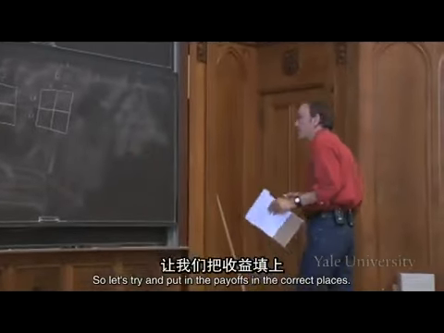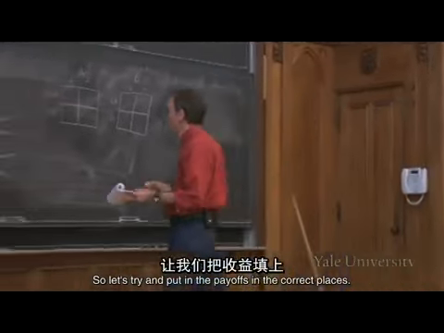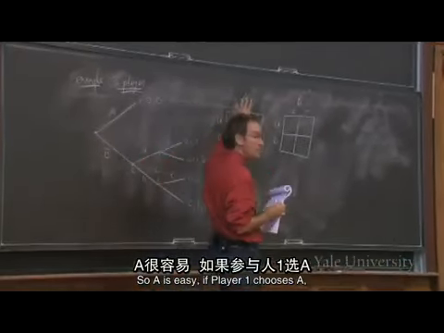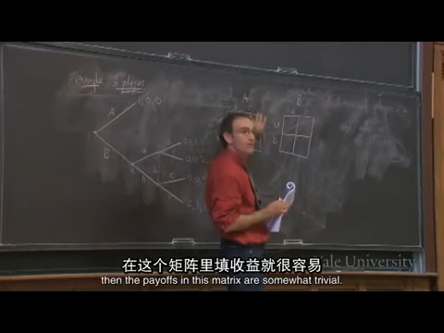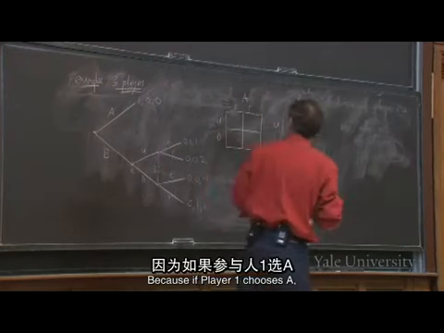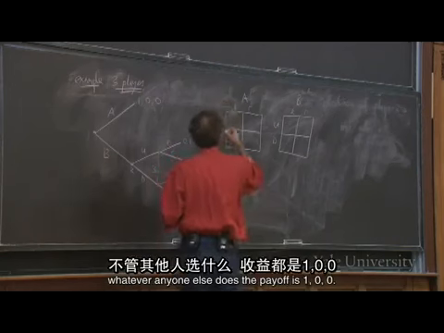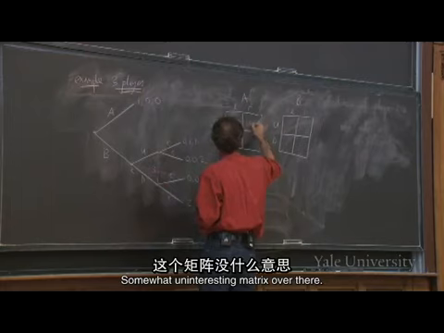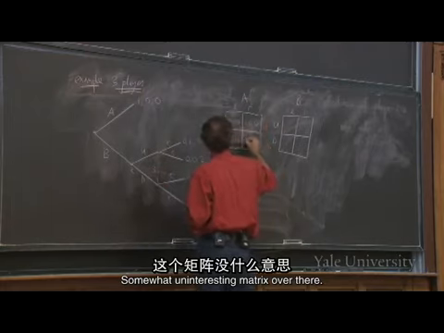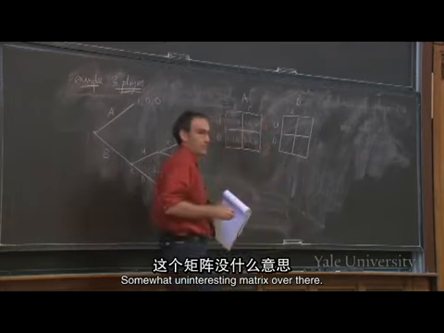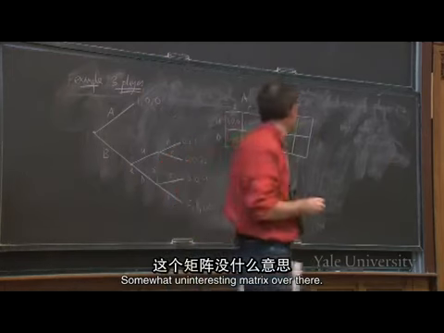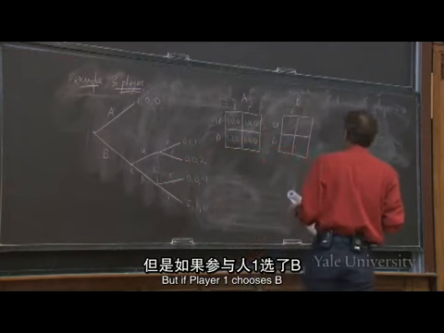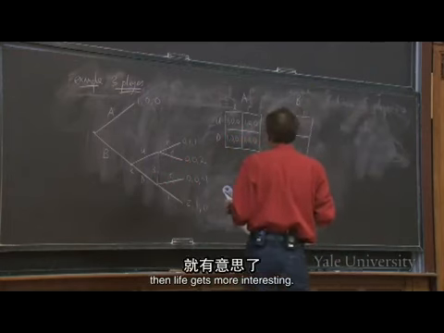All right? So let's try and put in the payoffs in the correct places. It's not always easy to do, but let's try. So A is easy. If player 1 chooses A, then the payoffs in this matrix are somewhat trivial. Because if player 1 chooses A, whatever anyone else does, the payoff is 1, 0, 0. All right? So somewhat uninteresting matrix over there. But if player 1 chooses B, then life gets more interesting.